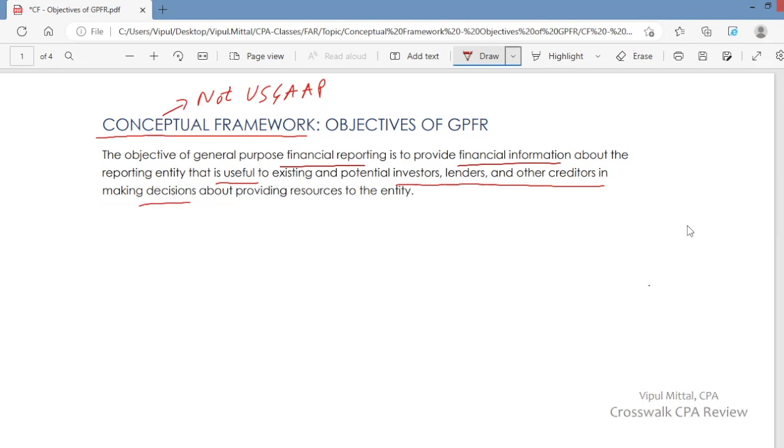So when we say financial information, that is information about entities' resources, transactions, financial events, cash flows, claims. So what kind of financial information are we talking about? Entities' resources, financial transactions, events, cash flows, claims.